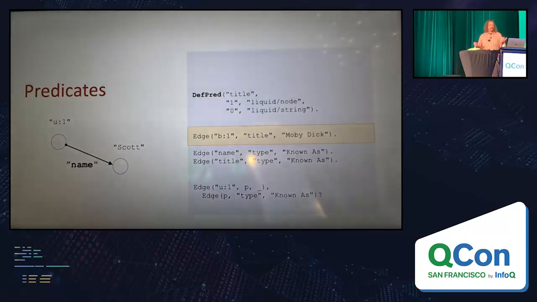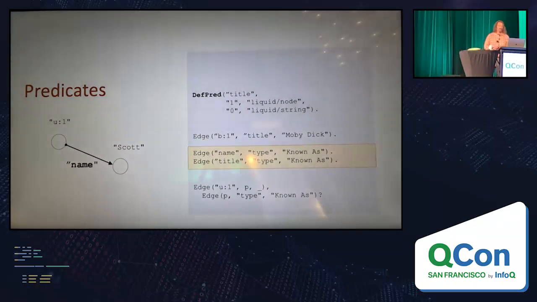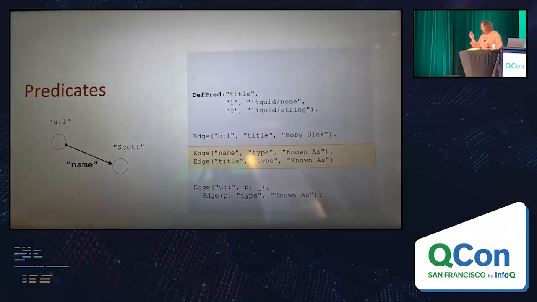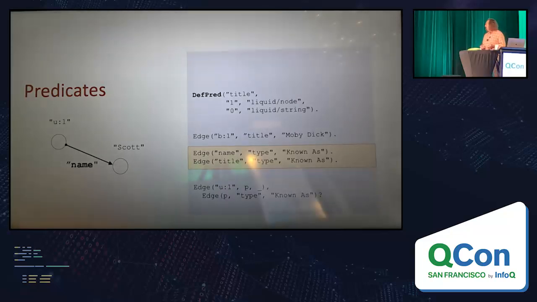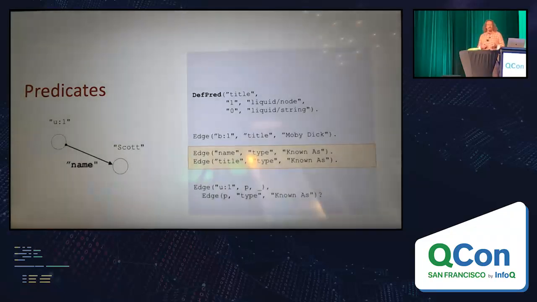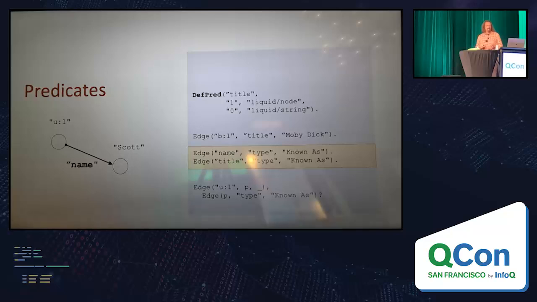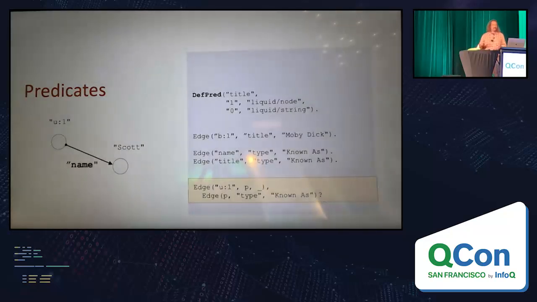Now the predicate itself is just a node in the graph like any other node. So you can add your own metadata to predicates, right? So for example, here I'm saying there's a kind of predicate that's a name-like thing. A title is like a name. And so I'm going to identify these as being of type known as, just writing edges in. And now I can ask queries like this.